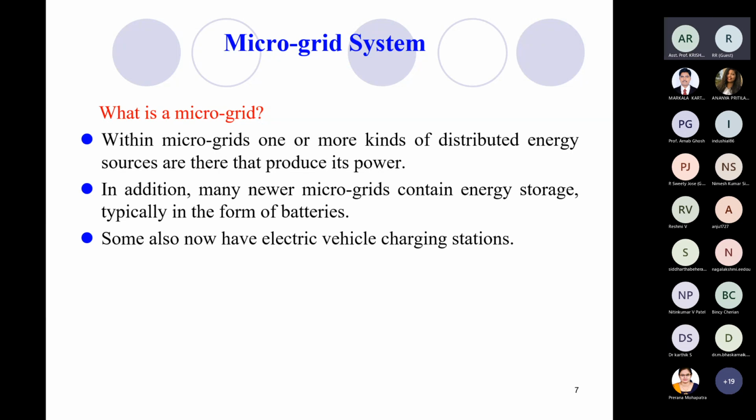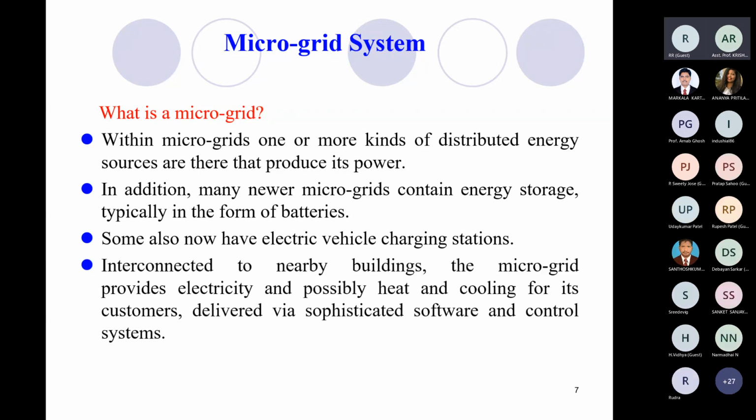And nowadays most of the generating stations have the provision of charging electric vehicles. Electric vehicles are a current advancement. We are trying to omit the use of fossil fuels to run vehicles, so electric vehicles are coming out. That is why these charging stations are very much required. So in the microgrid system, we are also incorporating these electric vehicle charging stations.